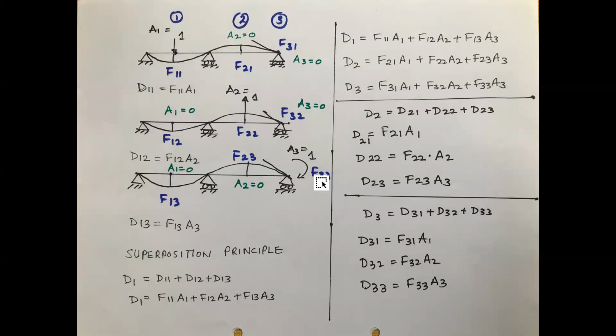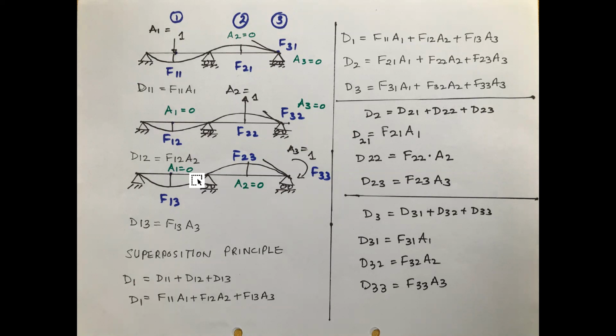So here, a flexibility coefficient, you can see the last one. Here the flexibility coefficient is always a rotation. F32 is also a rotation. F33 is also a rotation. And F31 is also a rotation. But these two are deflections. You can see this one are deflections.